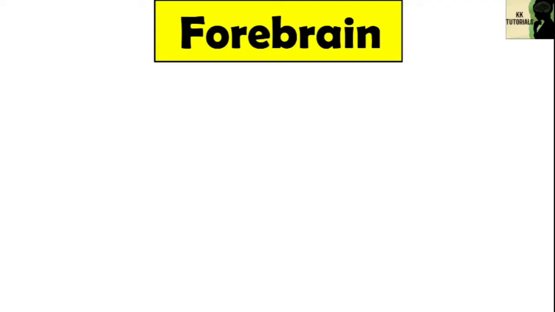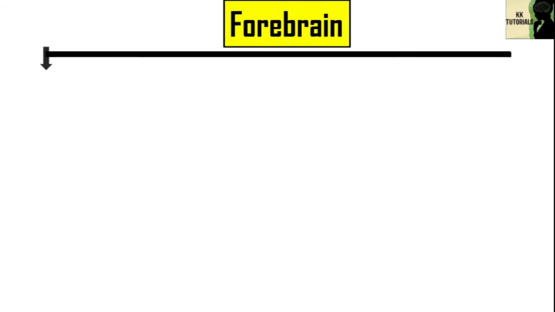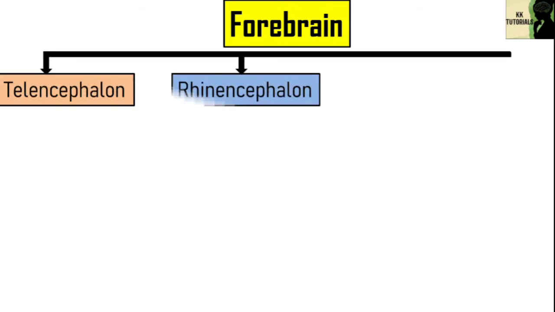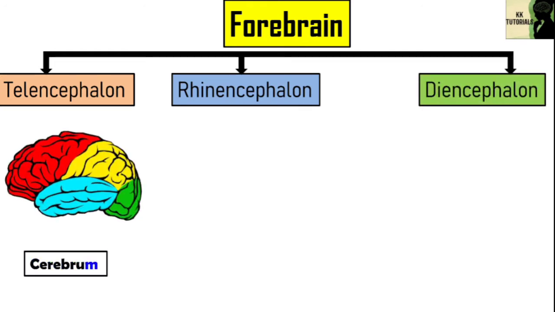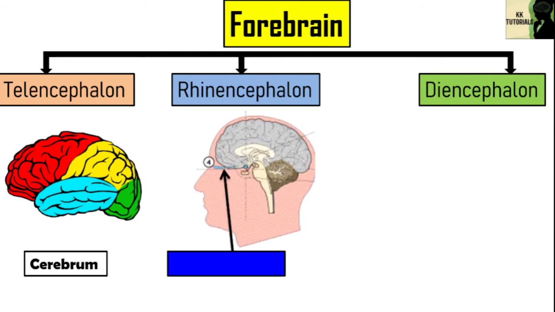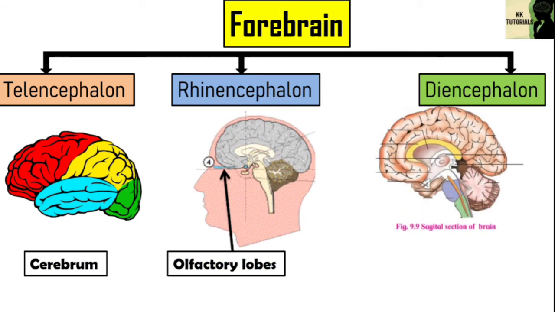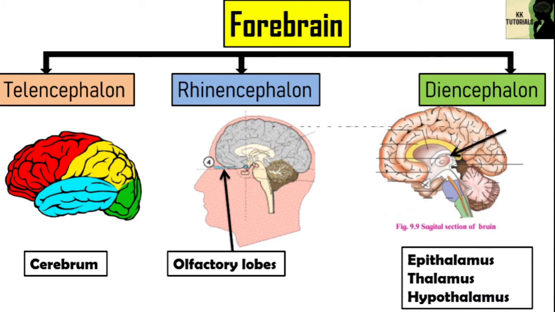In this video, we are going to talk about forebrain. As we discussed in part 1 of this lecture series, prosencephalon, that is forebrain, consists of three parts: telencephalon, rhinencephalon, and diencephalon. Telencephalon includes cerebrum, rhinencephalon includes olfactory lobes, whereas the diencephalon includes epithalamus, thalamus, and hypothalamus. Now let's talk about more in detail anatomy and physiology of each of these three parts.